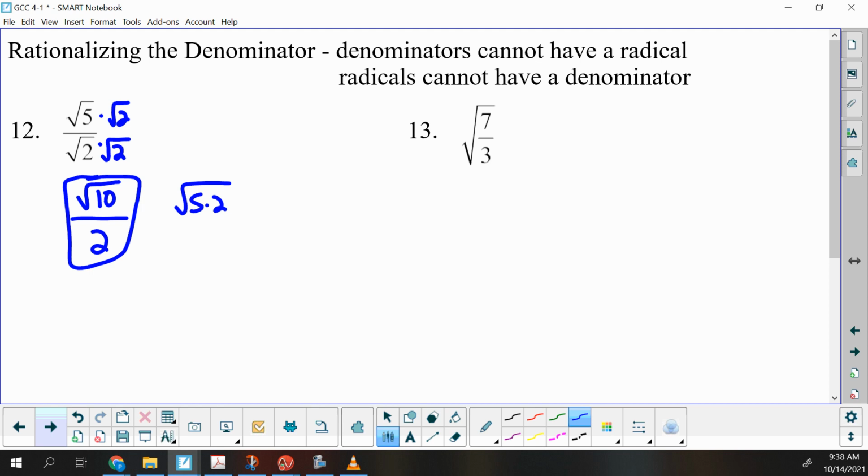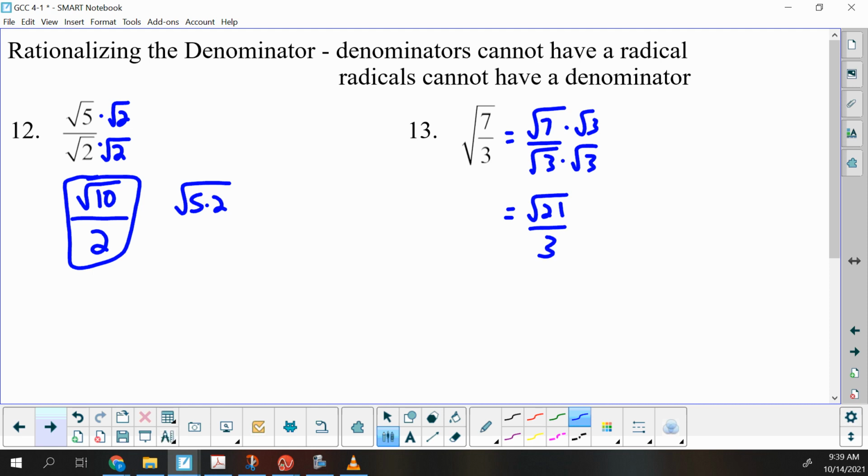In 13, we've got that fraction. First, see if it reduces. It does not. So we can rewrite this as separate square roots. To rationalize the denominator, we'll multiply numerator and denominator by square root of 3, because that's really a fancy version of 1. Anything over itself is really 1. So this will give us square root of 21 over 3.